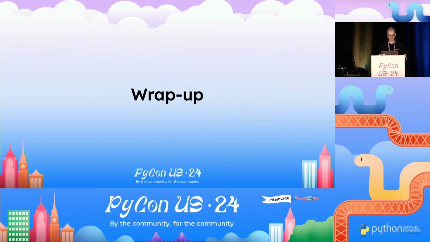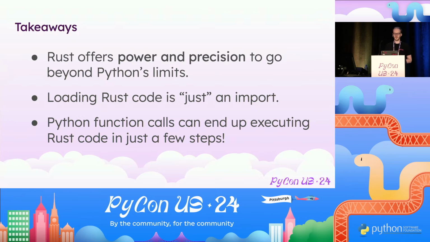Let's wrap up. There are 3 main things that I want you to take away from what I've said today. The first one is that repeat idea. Rust offers power and precision to go beyond Python's limits, and I want it to be able to add to what's already so great about the Python ecosystem.